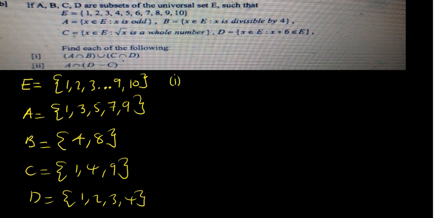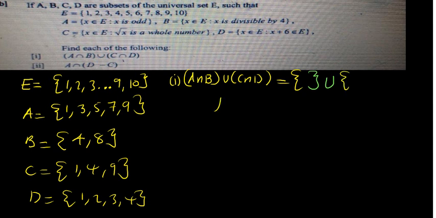And then from here now, we are talking about A intersection B union C intersection D. So we can start with A intersection B. What is common in A and in B? What is appearing in both A and in B? So we can see that in B we have got a 4, we don't have a 4 here. We've got an 8, we don't have an 8 there. So what is common there is an empty set. So I'll just put brackets there, like there's nothing common.